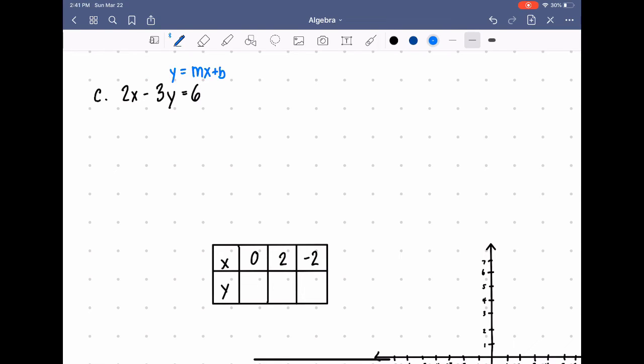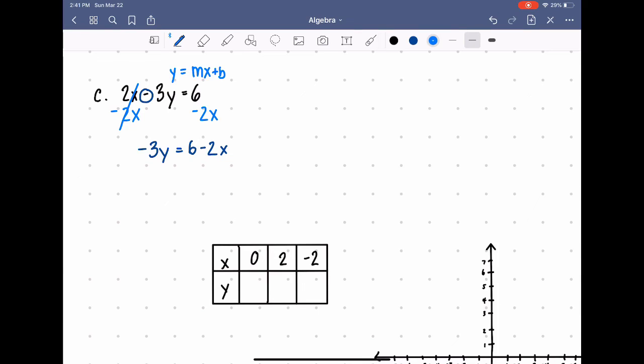The thing in our way is this 2x. We gotta get rid of that. So I'm gonna subtract 2x from over here and subtract it from over here, because anything I do to one side of the equation, I have to do to the other side. Then let me rewrite that. Don't forget this negative here. So it'll be negative 3y equals 6 minus 2x.